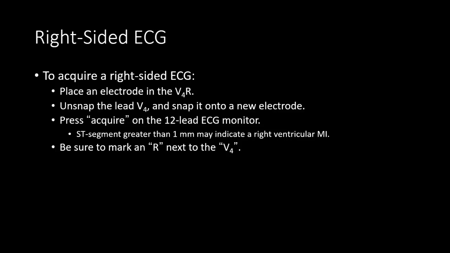If you've got right-sided involvement, you need to make sure that you contact med control about what to do from there as far as nitrates go, because they are contraindicated with right-sided involvement. So I do want to make it clear though, an inferior MI is not an absolute contraindication for nitrates. You must do the next steps and determine whether there is right ventricular involvement or not.